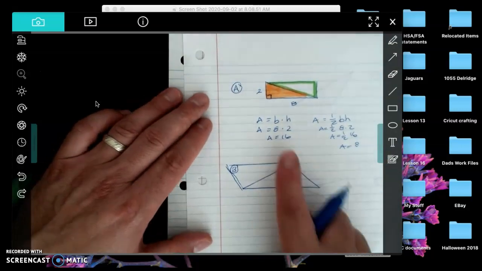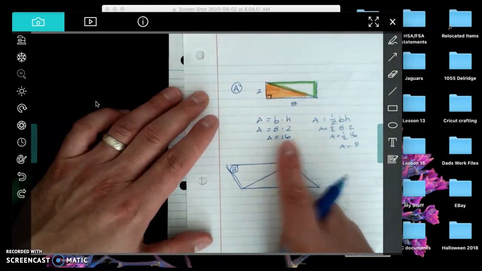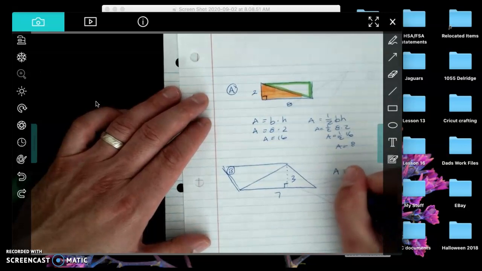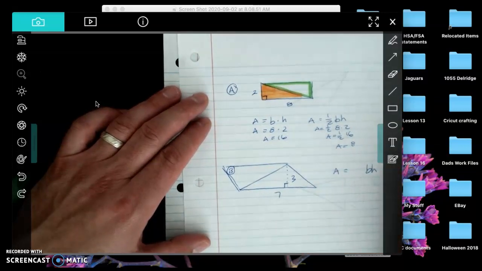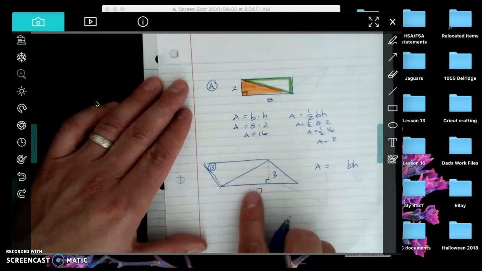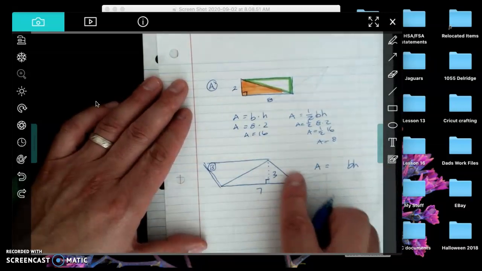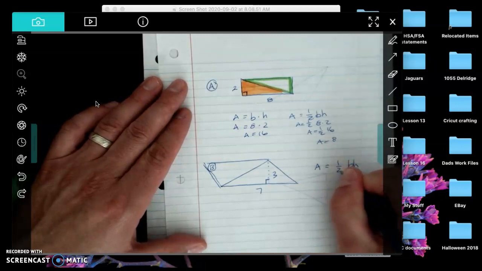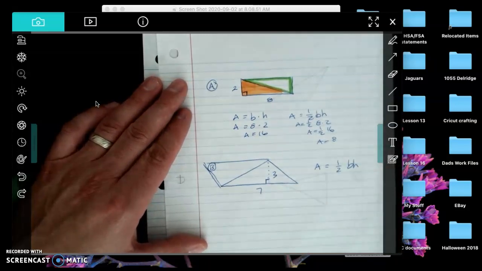Okay. This time I'm going to skip writing the formula of this because it's already embedded. It's A is equal to the base times the height, right? That's the area of a parallelogram. I don't want that this time though. I only want this triangle. I just want the triangle, so I'm going to put that 1/2 in front of it. That's literally the area of a triangle.